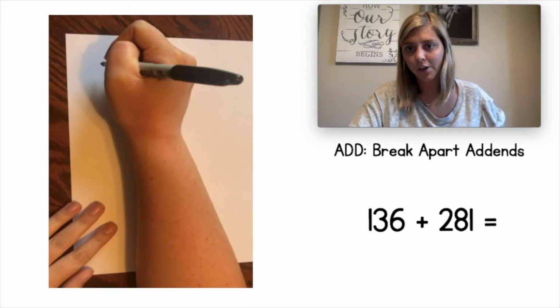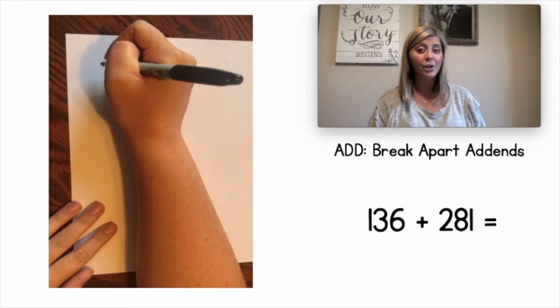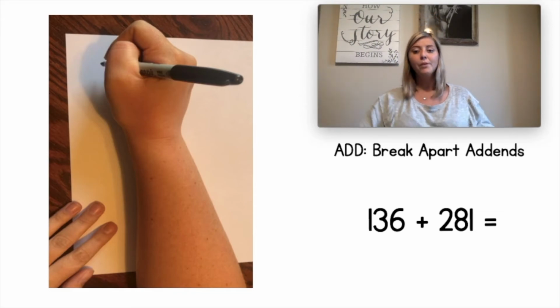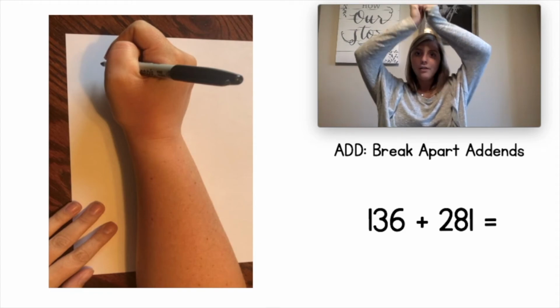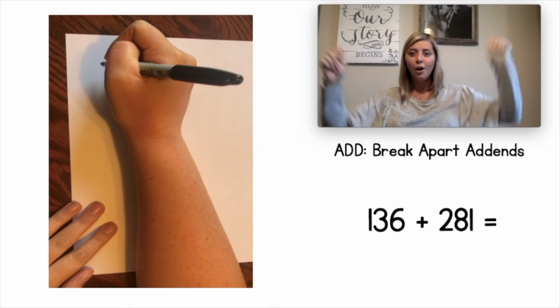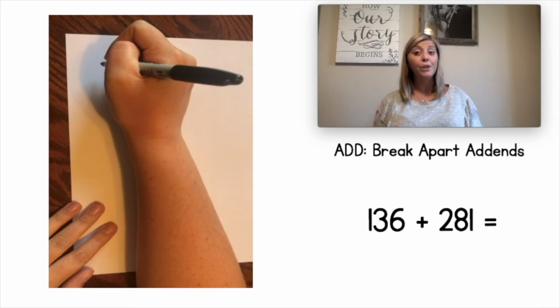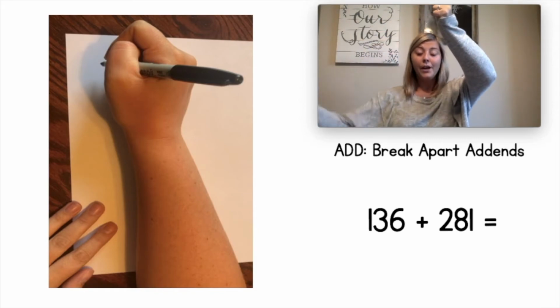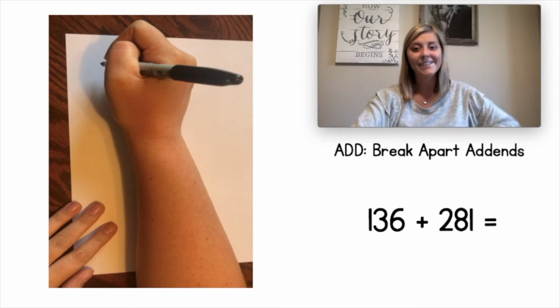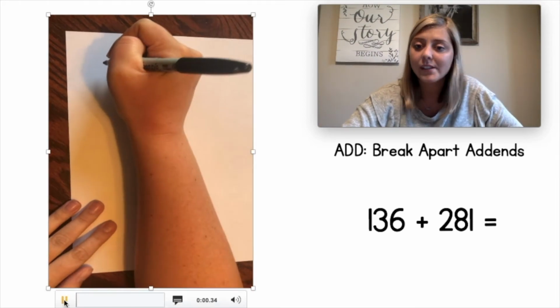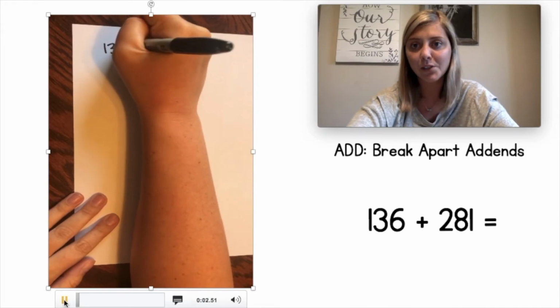The next strategy I'm going to show you, which we did with 2-digit numbers, but we're going to do again with 3-digit numbers, is we're going to have our hands up here. This is our number. We're going to break apart our addends. Although I wish I had 3 arms because these are 3-digit numbers now. The problem we're going to use is the same one, 136 plus 281.